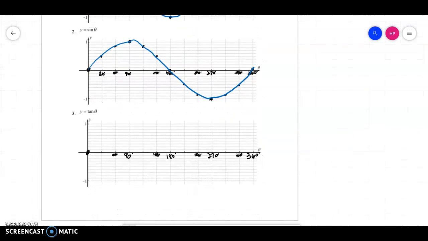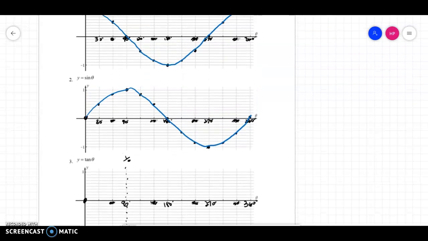So at 90, I would be taking 1 and dividing it by 0, which is undefined. So this actually creates a vertical asymptote, which should be straight, because I have 1 divided by 0, which is undefined.